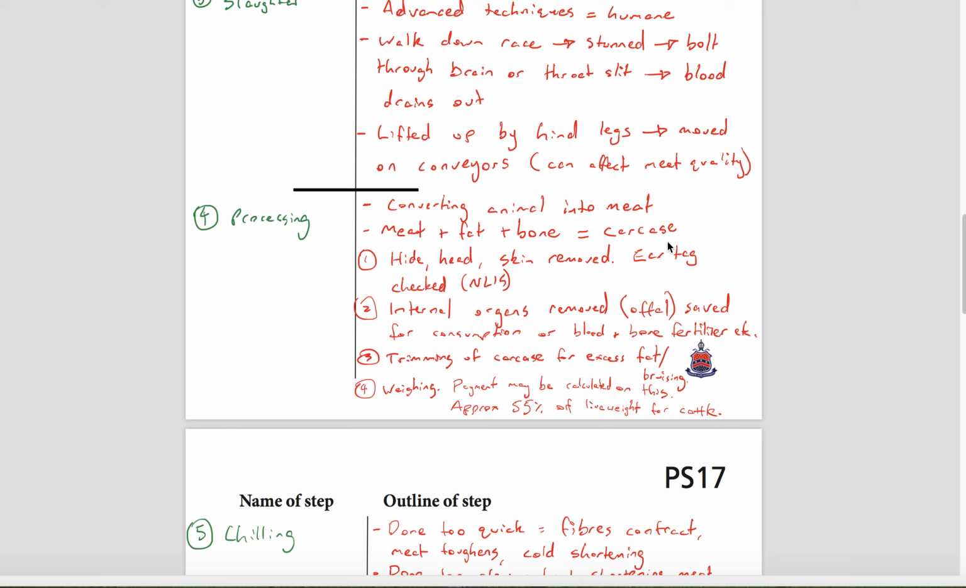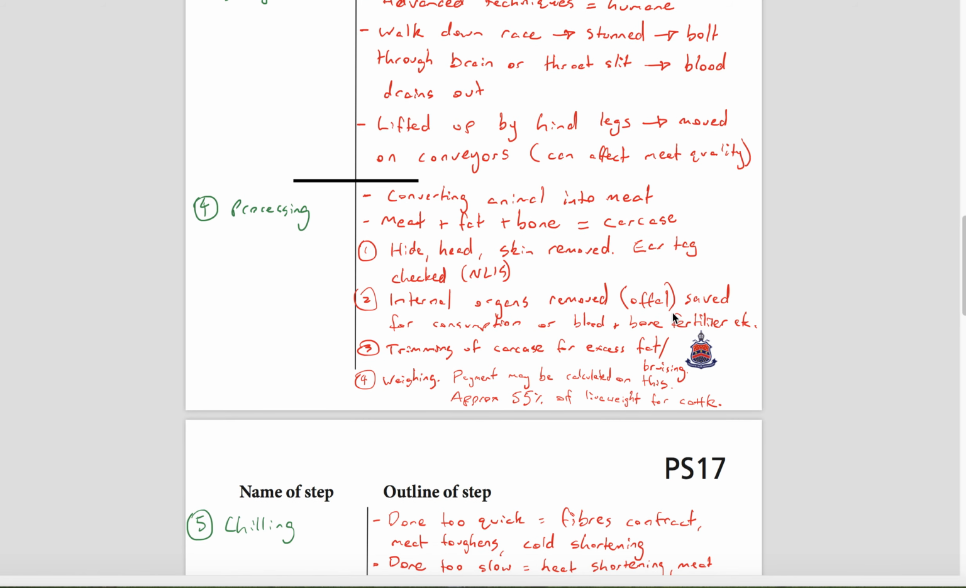Processing after that is basically converting the animal into meat, and so the meat, fat and bone is what a carcass is. All the other bits like head, hide, skin, etc. are all not the carcass. They're all excess, and they're used for other things. So they're removed. The ear tag or the NLIS tag is checked and marked as the animal's been slaughtered. Internal organs are removed, what we call offal, and those are saved for either consumption, such as liver and heart and brains, or might be used for fertilizer, blood and bone, animal and dog food, stuff like that.